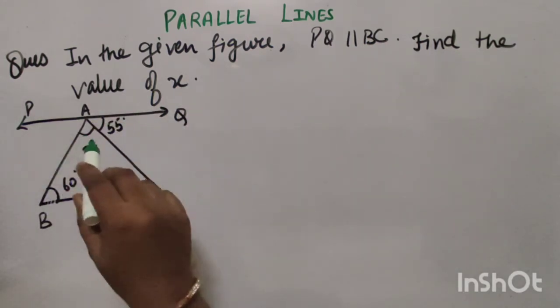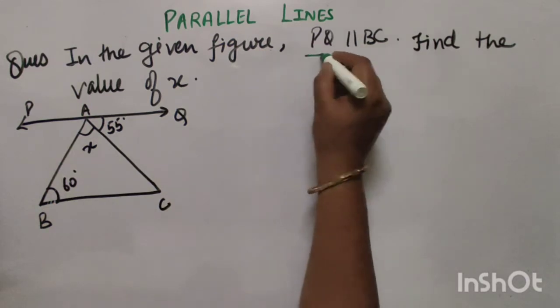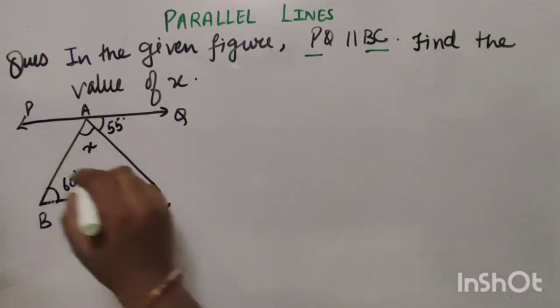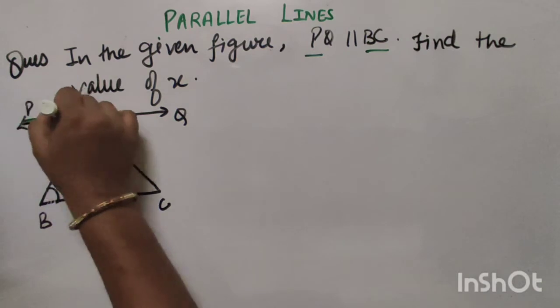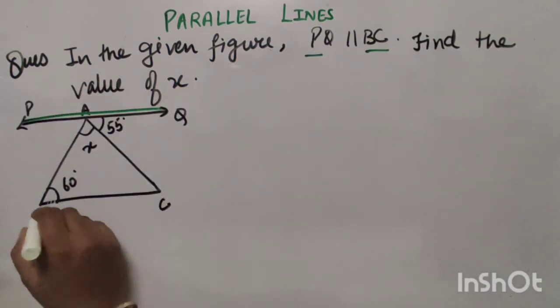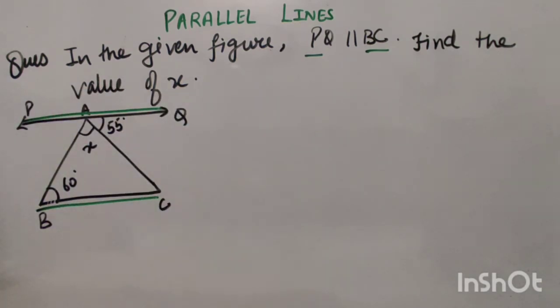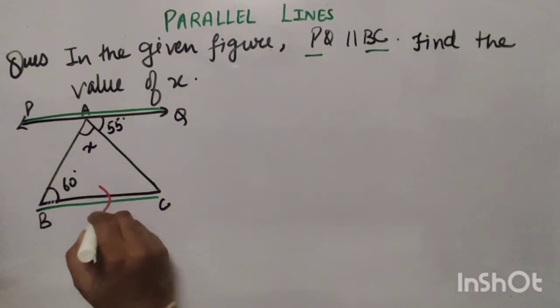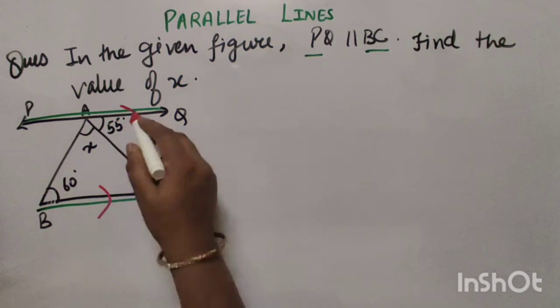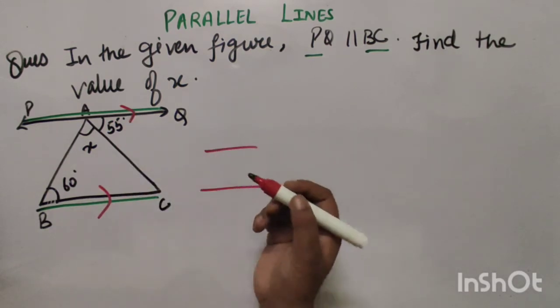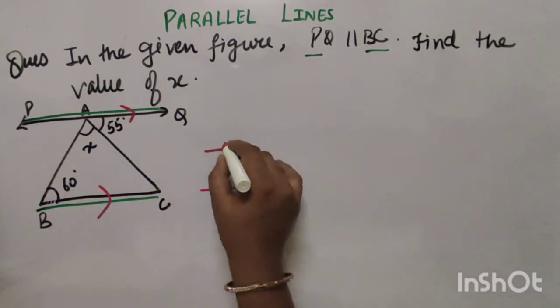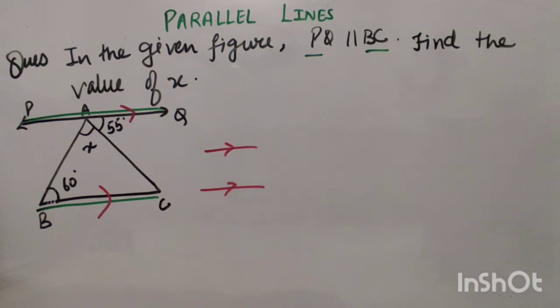So in this figure, first of all we have to locate what is PQ and what is BC. As we can see here, this is PQ and this is BC. According to the question, these both sides are parallel, right? We have discussed that we can show the lines parallel to each other by the symbol of an arrow, right? So now we have to figure out what will be the value of X.